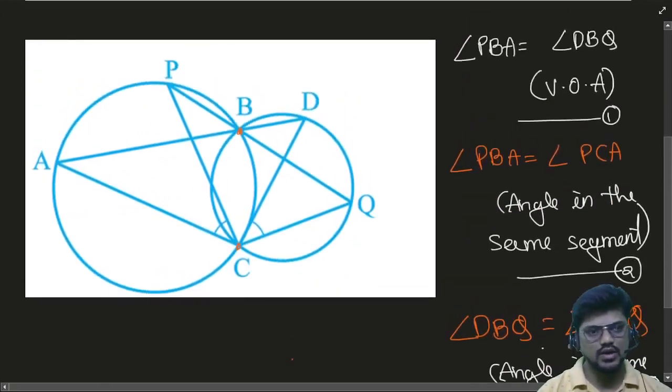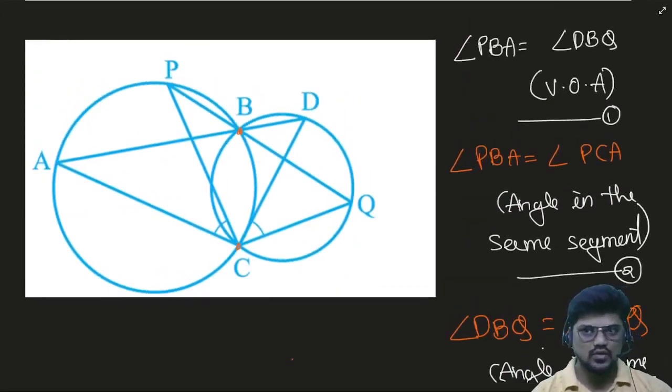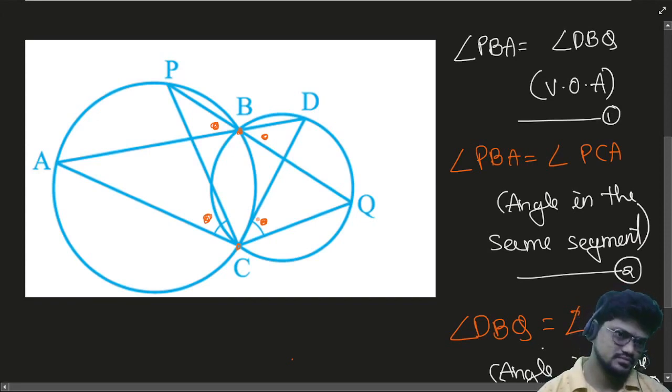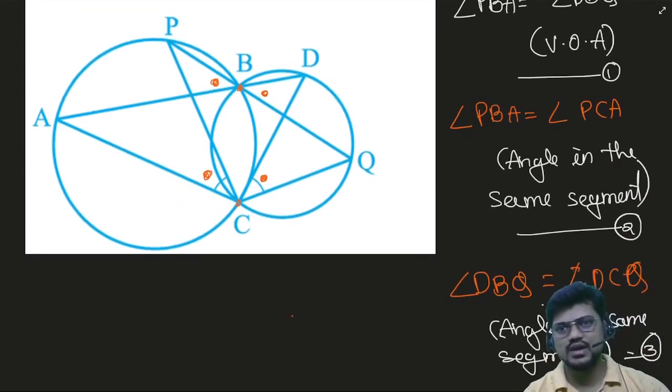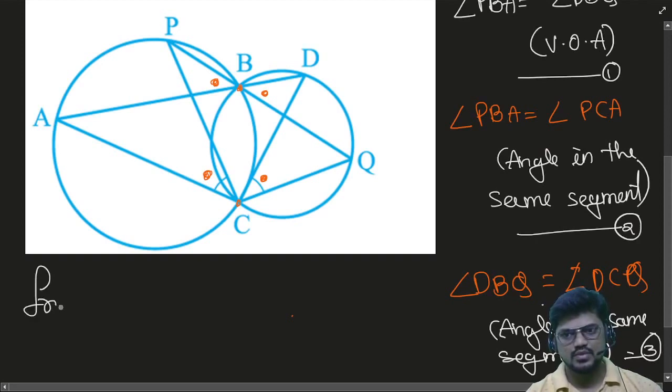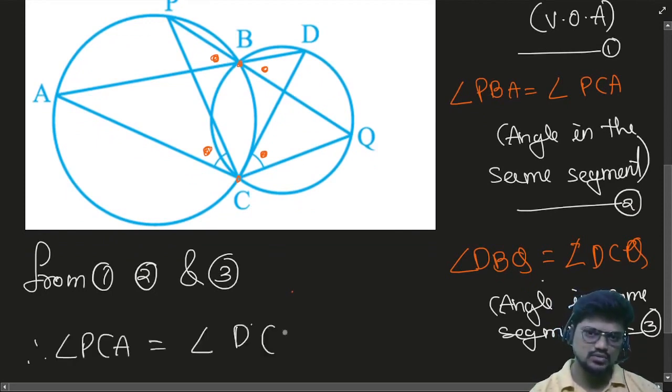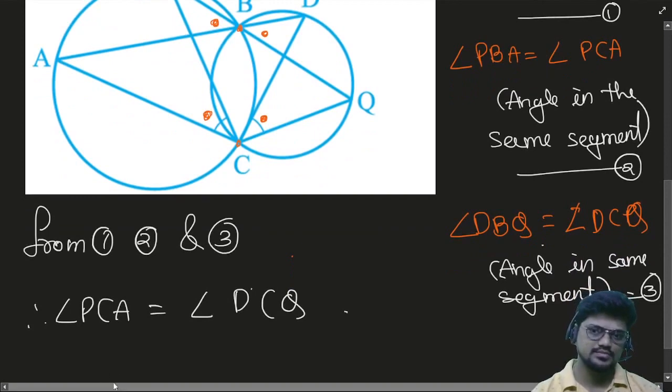So from 1, 2 and 3, what can I say? We know that this angle is equal to this angle. We know that this angle is equal to this angle. And we also know that this angle is equal to this angle. So can I say these two angles are equal? Yes, sir. So from 1, 2 and 3, therefore, angle PCA is equal to angle DCQ, and you can say hence proved.